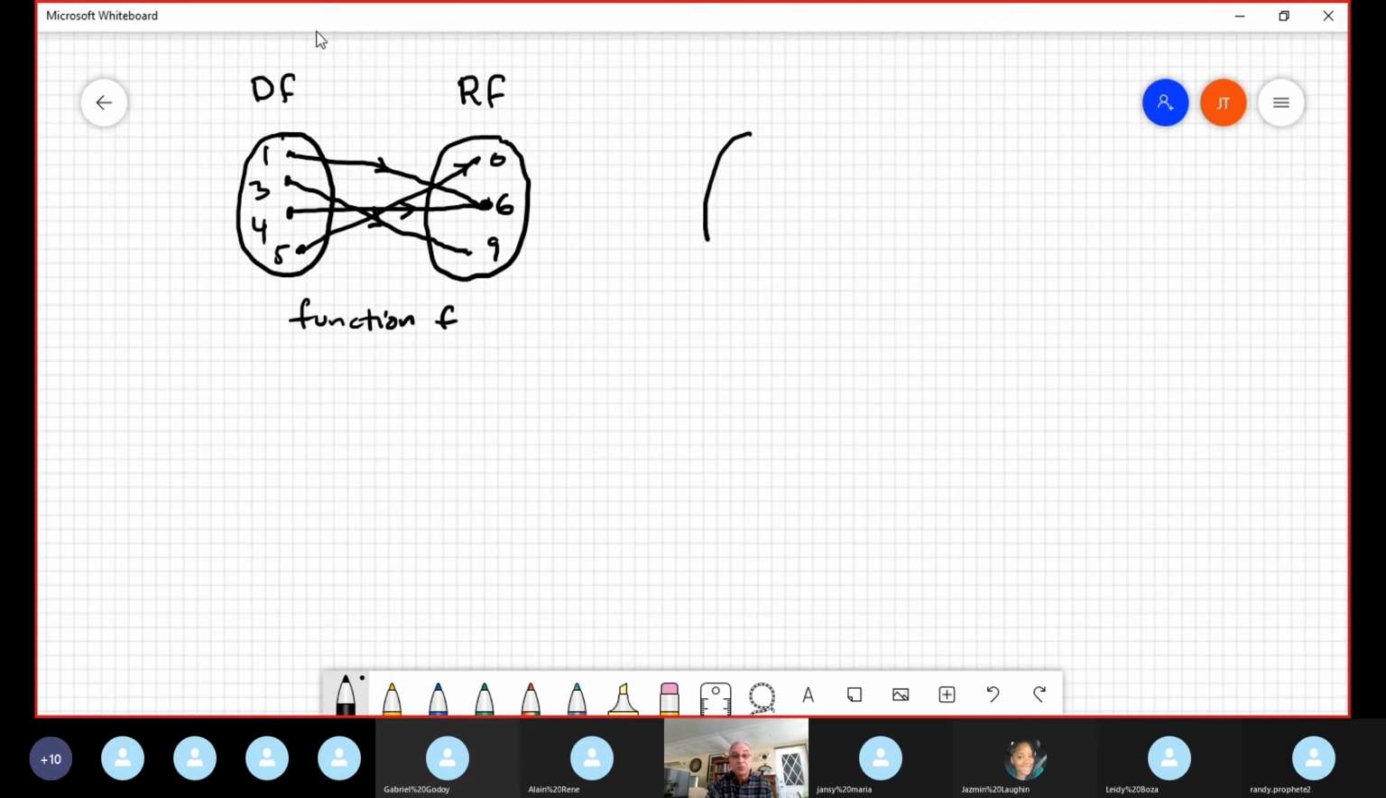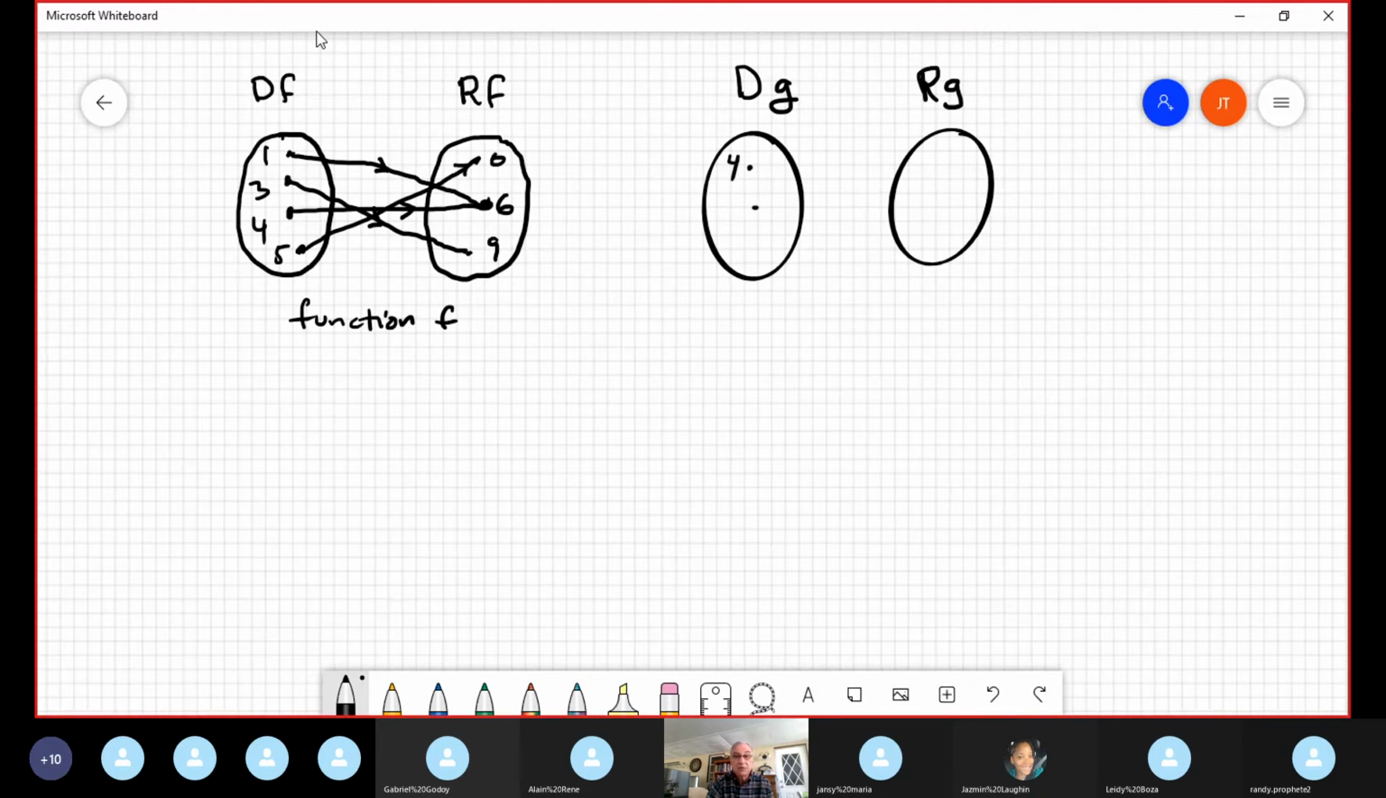I want to form a composition. This is the domain of g, and this is the range of g. So we have 4, 6, 9 in the domain, and 2 and 6 in the range. The combination of 4 and 6 is associated. This information is given, I suppose you don't know. This and this, and this and this. And this is the function g.